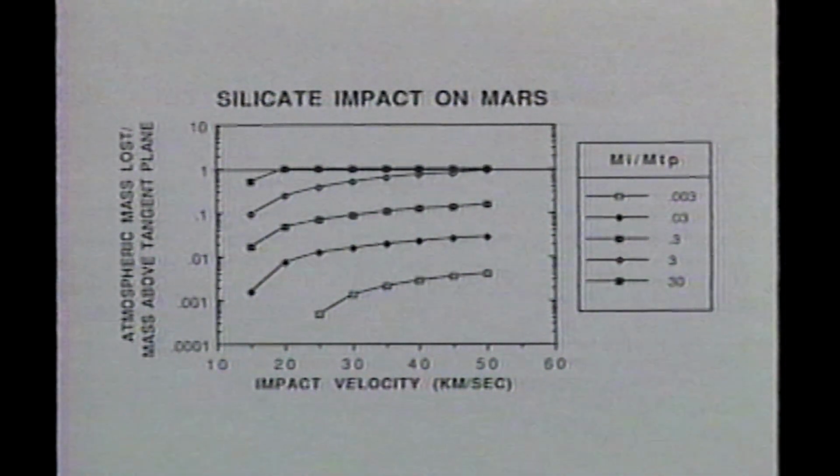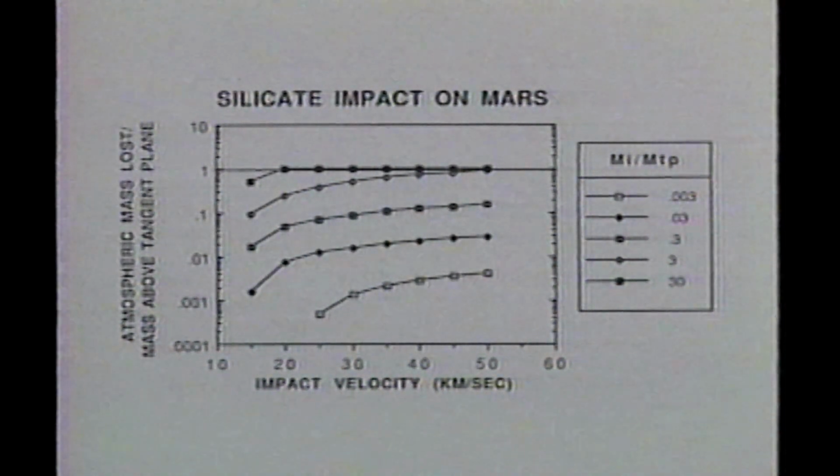This is impact velocity here. This is the atmospheric mass lost in units of mass above the tangent plane. So here's 1. This is our assumption. You can see that there's some dependence upon velocity. The higher velocities are more effective at removing mass, not a real strong dependence compared to other things. The main dependence is on the mass of the projectile.